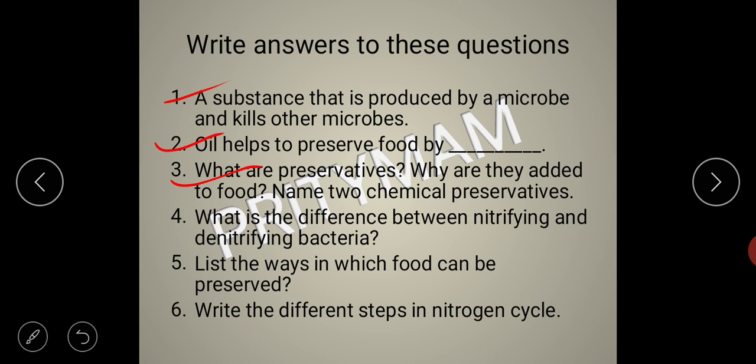You are also going to write the difference between the nitrifying and the denitrifying bacteria. And the 5th question, you are going to list the ways in which food can be preserved. There are different methods in which the food can be preserved, and you are going to write them all. And you are going to write the different steps of the nitrogen cycle. So this will be your task of the day.